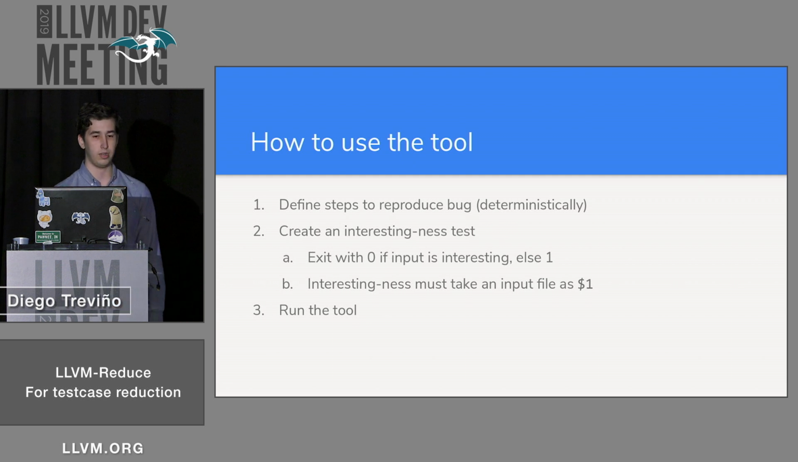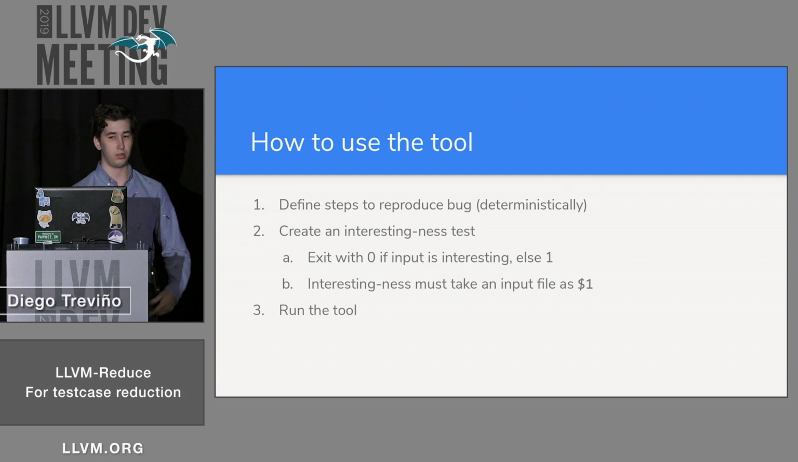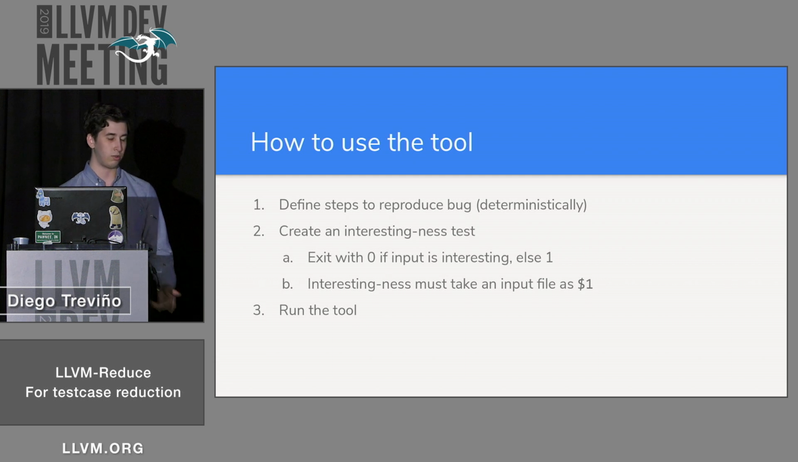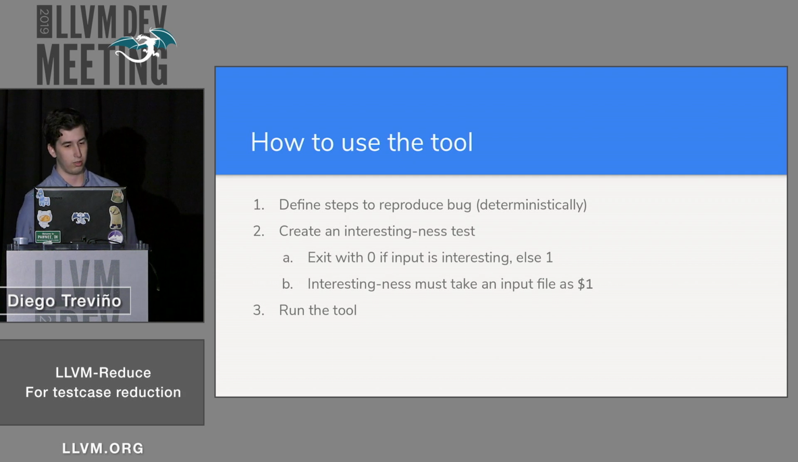It's pretty basic. First, you have to define the steps to reproduce a bug in the most deterministic way, since the tool is going to be running over interesting-ness tests, and well, non-deterministic behavior is really out of its context. So then you have to create an interesting-ness test. Say I have a 200 lines test case that crashes. The crashing would be the interesting behavior, and the interesting-ness test has two main caveats.